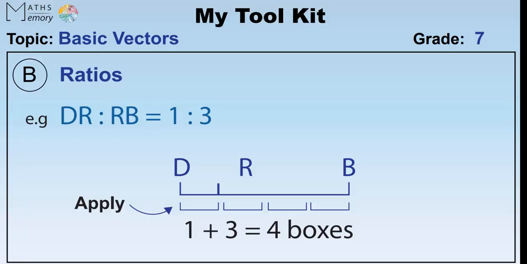Here's a second revision card. It's on the toolkit, part B, ratios. So you have just learned how to deal with ratios, and this is very, very typical on these type of basic vector questions. A top trick is to add these numbers. In this little example, we added 1 plus 3 to get 4 boxes, we call them. In this way, if you can visually show this on your diagram, it's very, very powerful to show these boxes. And again, as we said, this could easily come up. So press pause and make sure you get this.